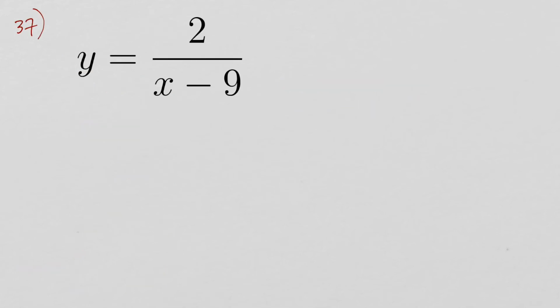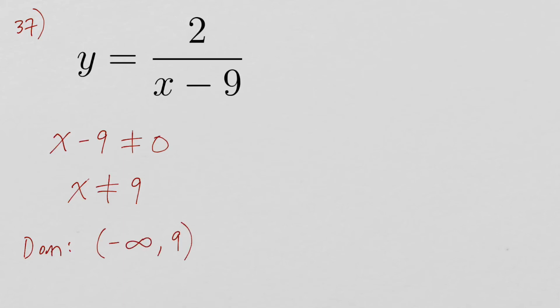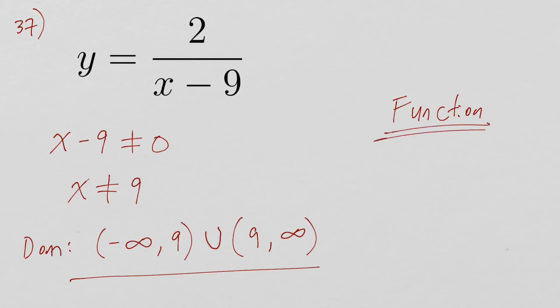Okay, let's talk about the domain. In order to avoid having an undefined fraction, x minus 9 cannot be equal to 0. That tells us that x cannot be equal to 9. In order to write this in interval notation and find the domain, we go from -infinity all the way up to 9, but we don't include the 9. And then we union this with 9 to infinity, but again, we don't include the 9. So that's the domain. Is this a function? Yes, because there's no one x that you could plug in that would yield two different y's, so it is a function.